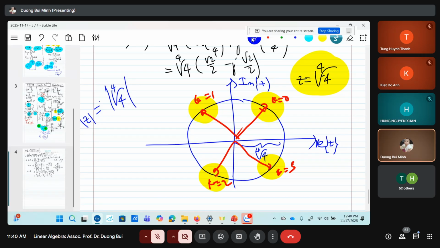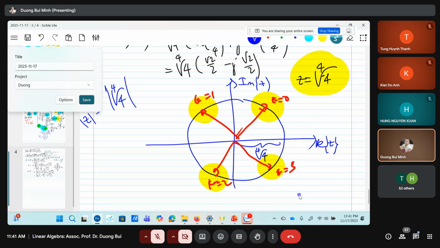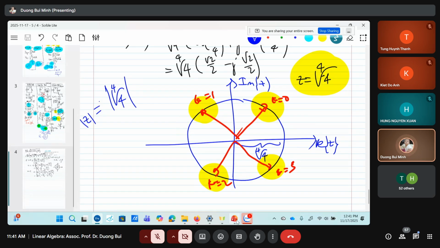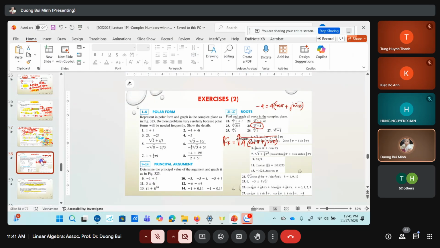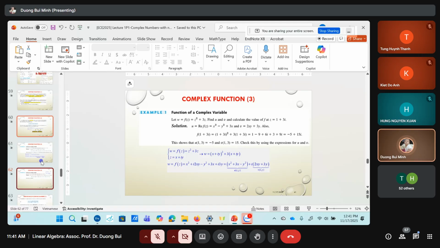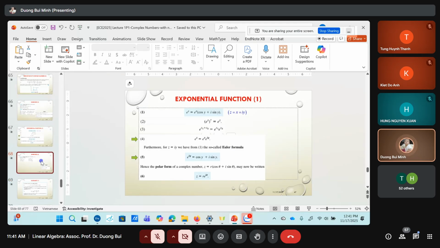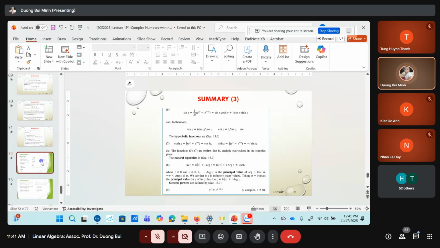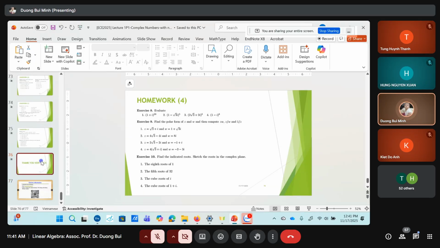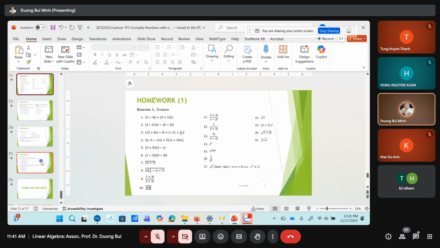Okay, so I think we finished lecture 1, and I hope you can understand lecture 1. So we skip complex function. We don't have more time to discuss complex function derivative of complex numbers. So we have exercise, and we have homework. Homework 1, 2, 3, 4.